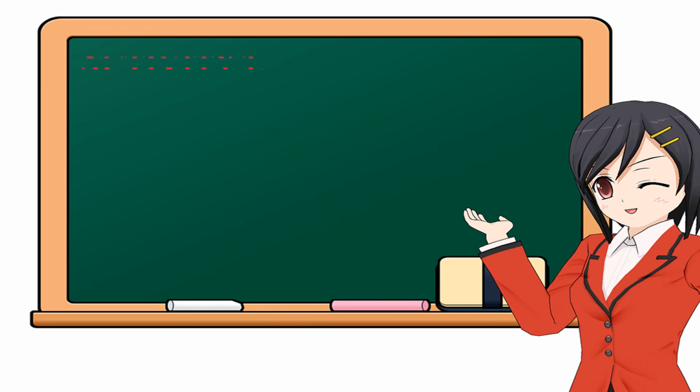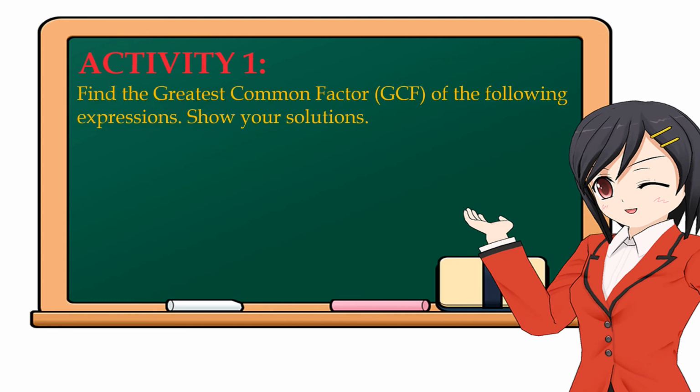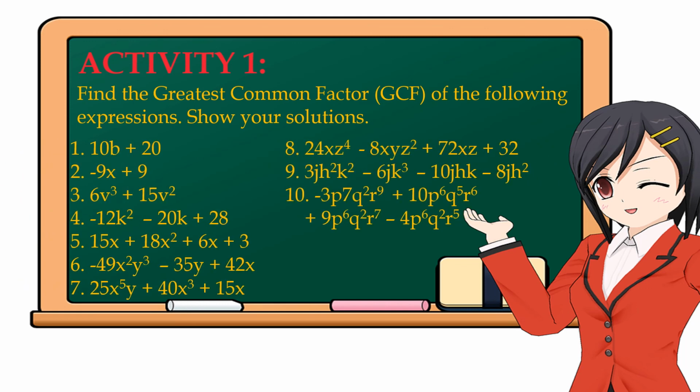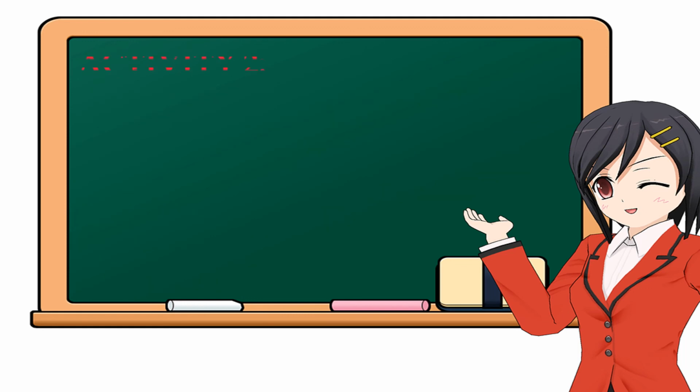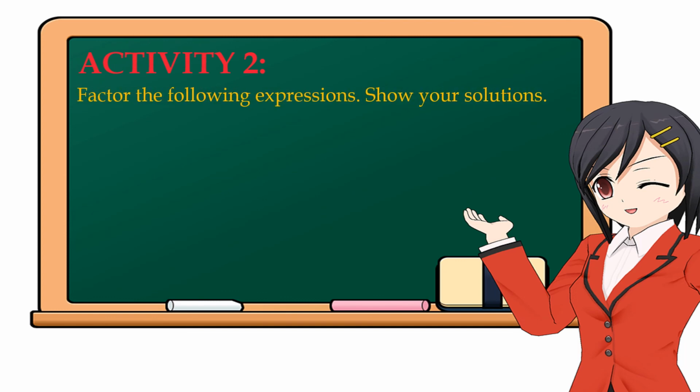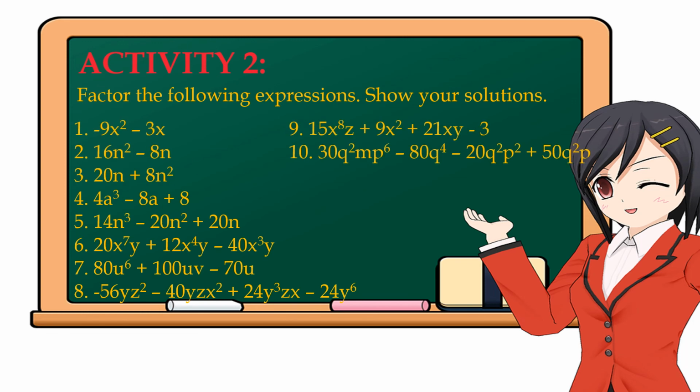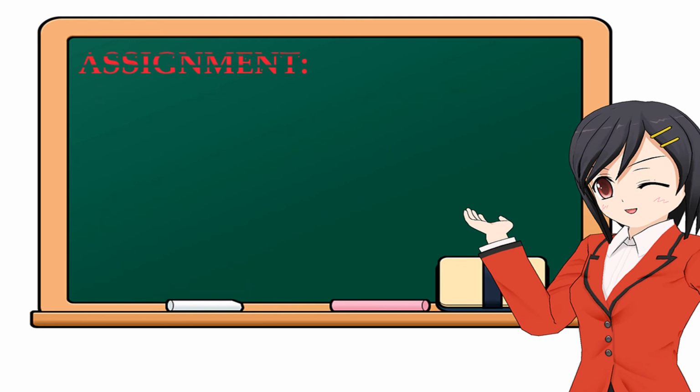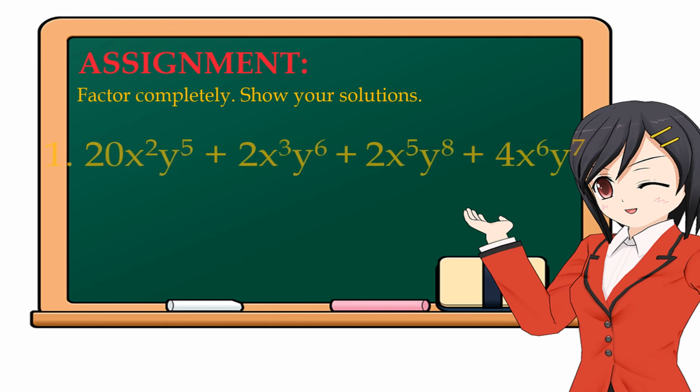Okay, now let's have an activity. So find the greatest common factor, GCF, of the following expressions. Show your solution. Okay, another activity. Factor the following expressions. So show your solutions. And for your assignment, factor completely. Show your solutions.